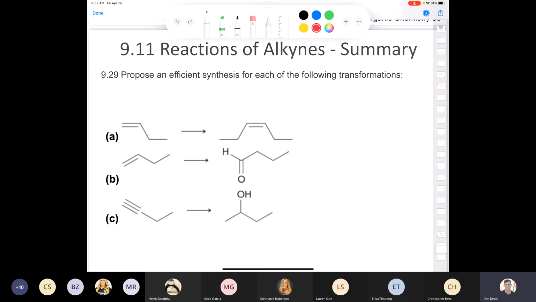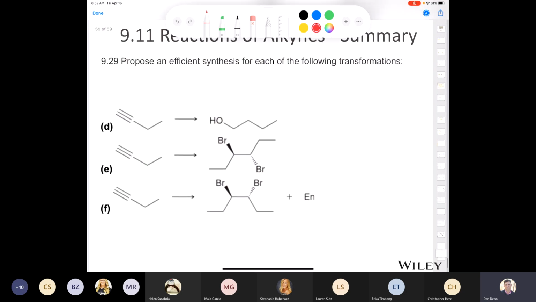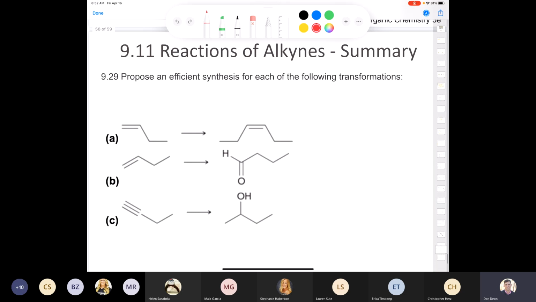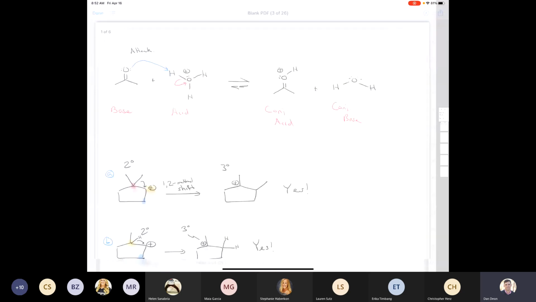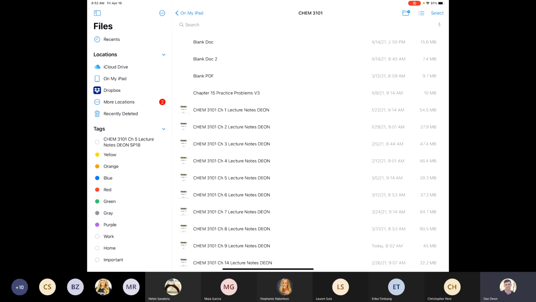Well, in the interest of space, since I don't think I have enough space to really dissect each one of these problems on here, let me move to a blank sheet. What do I have? 9.29. What time is it? 8:53. We've got 3 more hours. So let me see here. No space there.